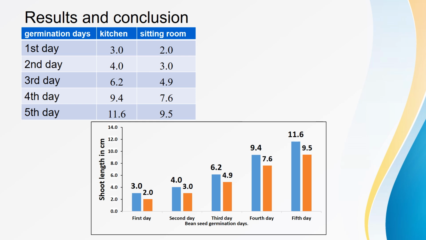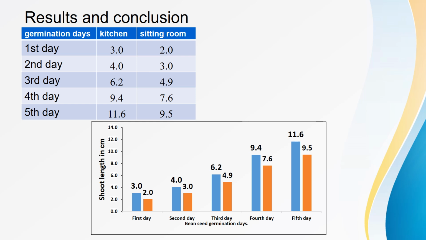Results and the conclusion. Now, the data for shoot length should be averaged and become the result. So the result is represented in two forms: in table form and in graph form. Now, first day, bean seeds germinated in the kitchen have 3 centimeter shoot length. On second day of germination, 4 centimeter length. Third day of germination, 6.2 centimeter length. Fourth day, 9.4 centimeter length, and fifth day, 11.5 centimeter length.